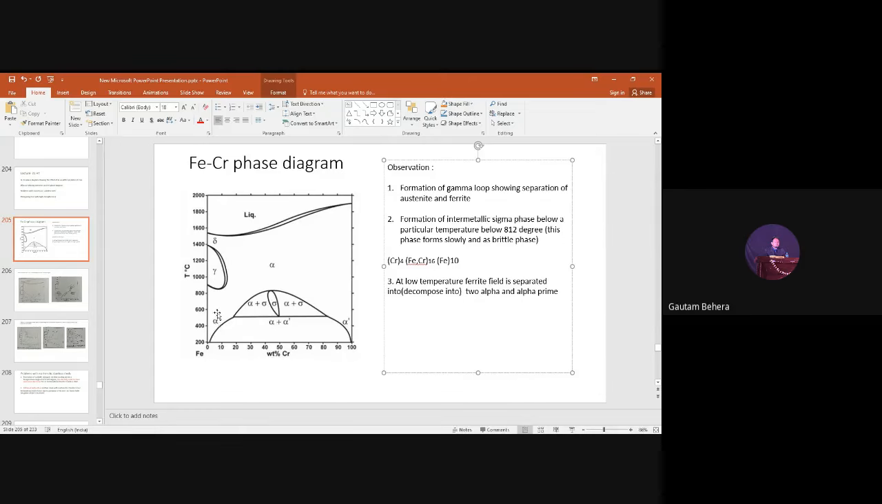Or if you are writing alpha prime, you can write alpha double prime here, no problem. The difference may be the similarity. You understand what the similarity is? It is alpha, it is alpha, it is alpha.